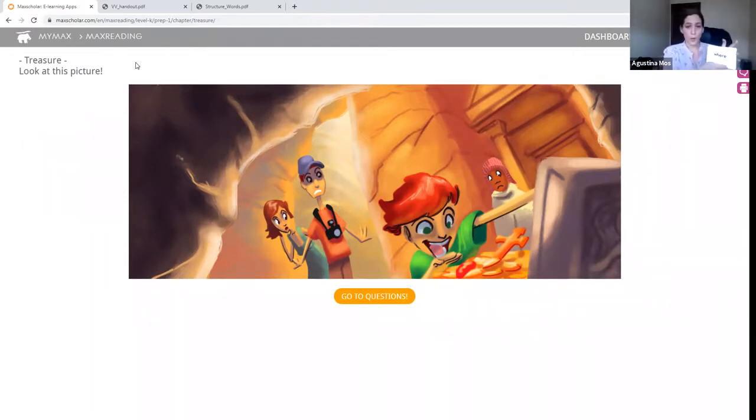Then I have the word "where." Where do you think this is taking place? And then the student might tell me this is in a cave. And based on what the student says, I can come up with follow-up questions. I can expand on what is being said.